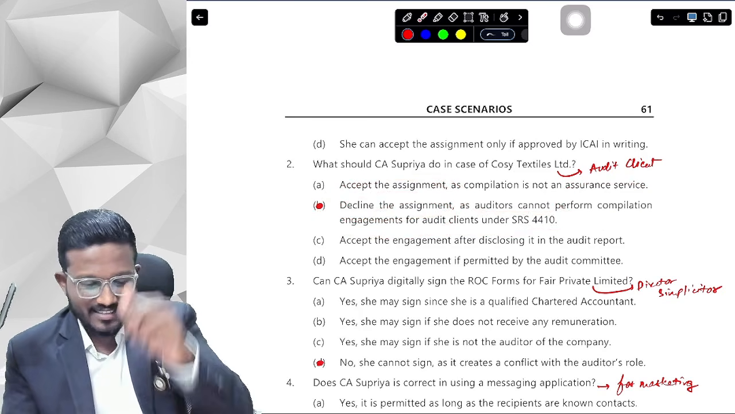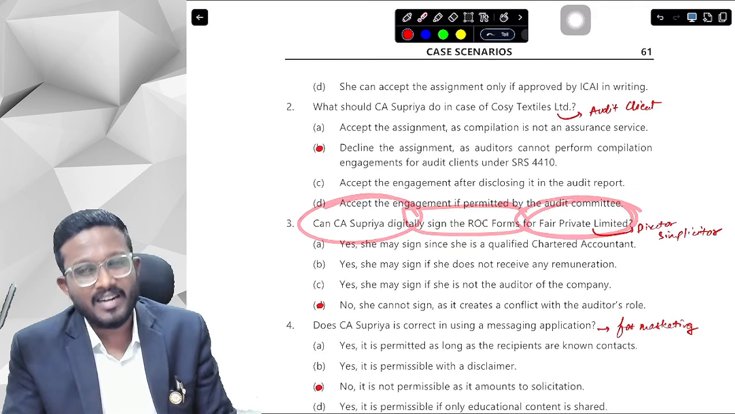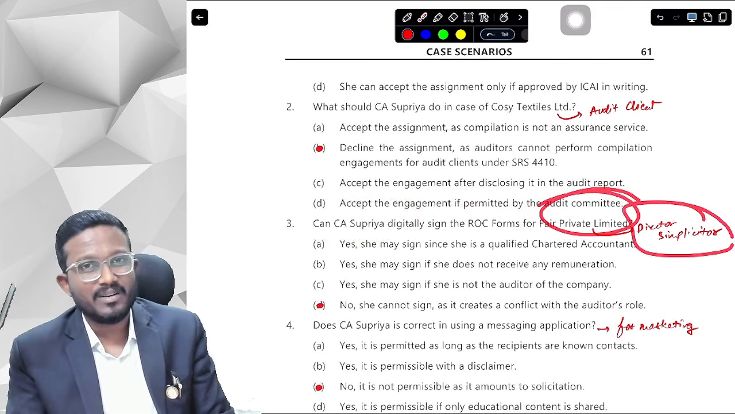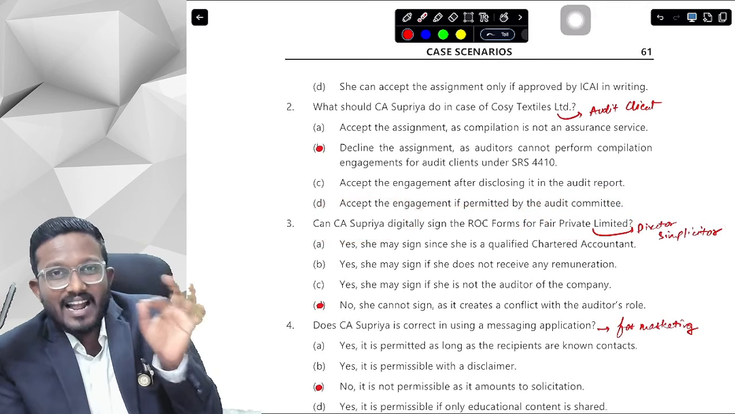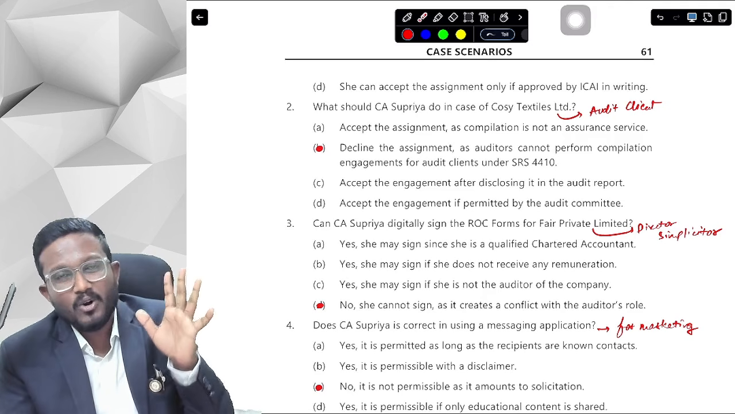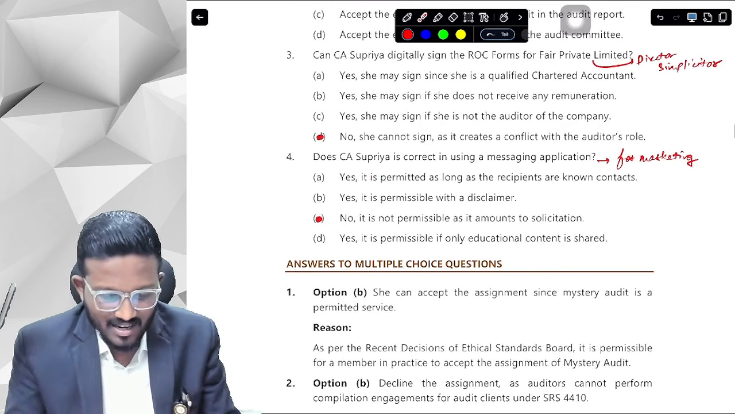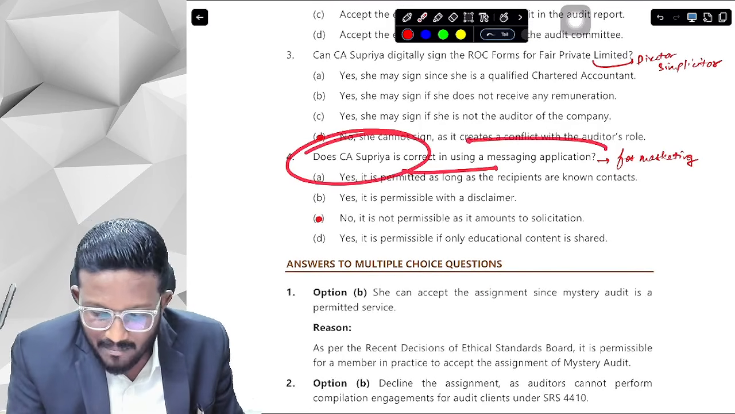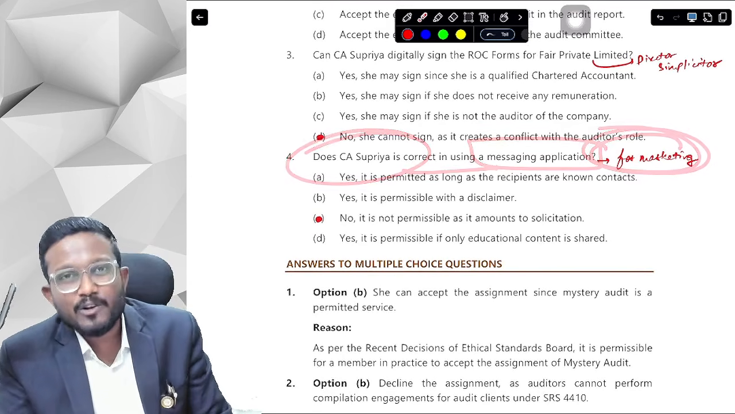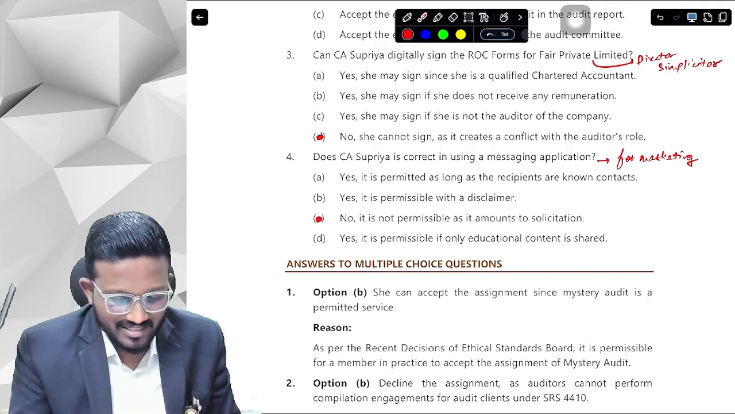Okay, yes sir. Next, can CA Supriya digitally sign the ROC form for Fair Private Limited? In Fair Private Limited, we are a director simpliciter. Being a director simpliciter, can I sign ROC forms? No sir, I cannot sign. This is against the decisions of the Ethical Standards Board, since it will be in direct conflict with my role. Okay, yes sir. Next, is CA Supriya correct in using a messaging application for marketing? Can I use a messaging application? No sir, as per the recent Ethical Standards Board decision, we cannot use a messaging application either.